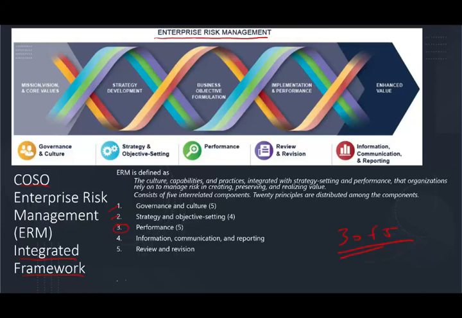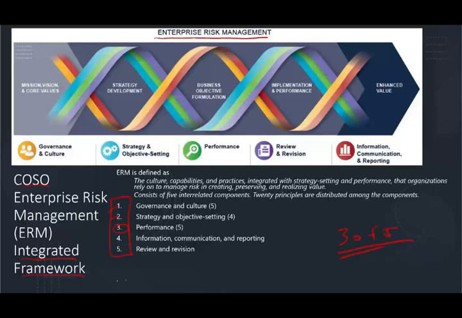Before we start, I would like to remind you about the definition. ERM is the cultural capabilities and practices integrated with strategy setting and performance that organizations rely on to manage risk in creating, preserving, and realizing value. So this is the definition. And as I told you when we looked at part 1 of 5, we're going to be going over this definition as we cover the 5 components.